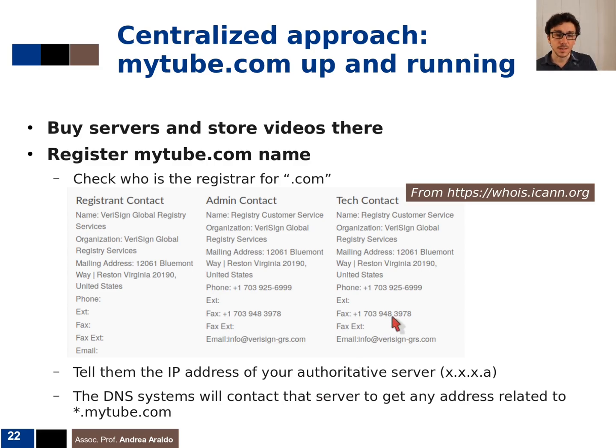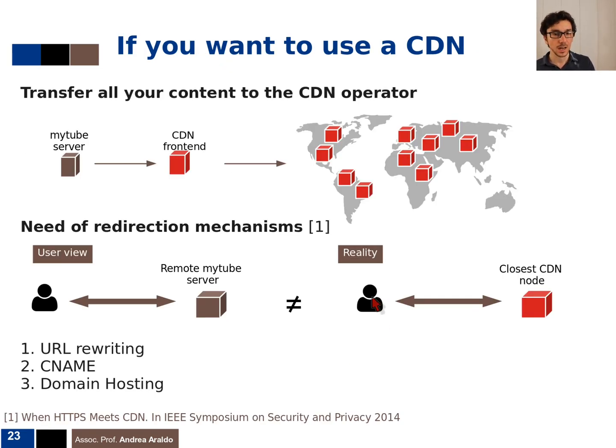Now let's see what happens if you now want to use the services of a CDN. The first thing you have to do is that you need to transmit all your content to the CDN, because the CDN needs to ingest it. You usually do it via a front end that is a sort of portal that the CDN provides. And so you send your content to this front end, and the CDN will start to distribute it in its own nodes, distributed all over the world.